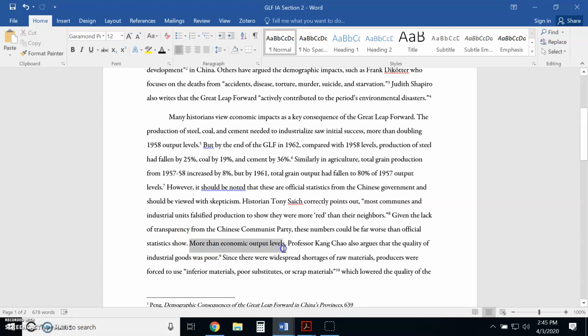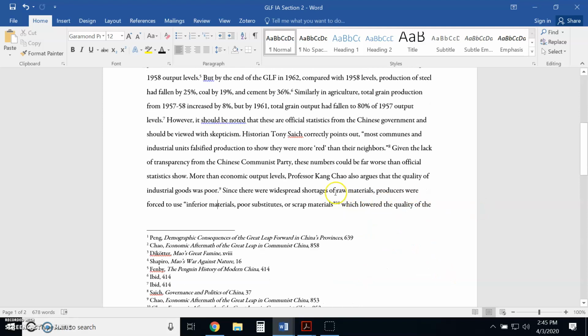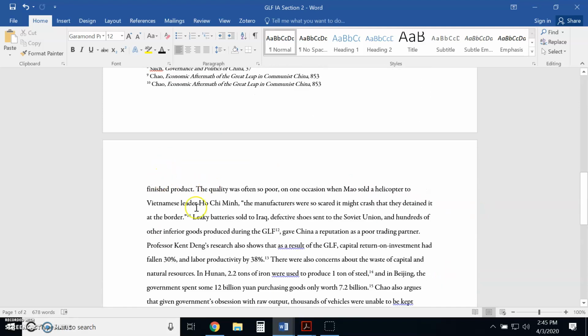More than economic output levels, Professor Kong Chao argues that the quality of industrial goods was poor. This again is paraphrased from something that he said. Since there were widespread shortages of raw materials, producers were forced to use, quote, inferior materials, poor substitutes for scrap metals, which, me paraphrasing again, lowered the quality of the finished product.